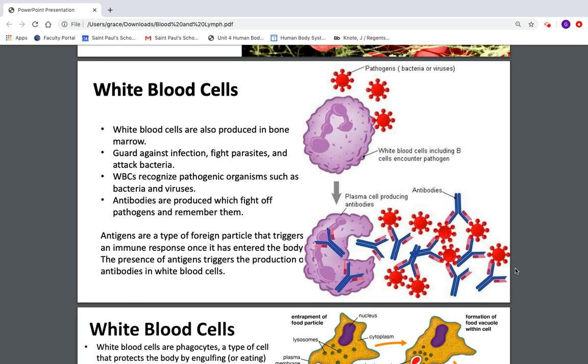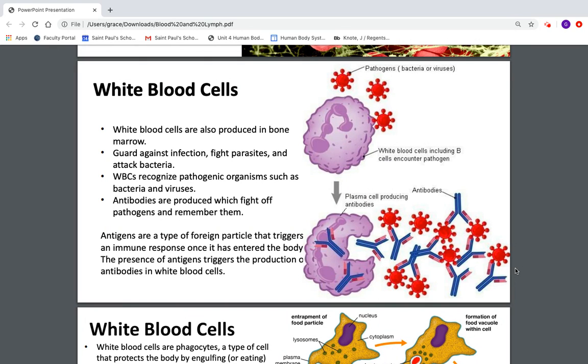And so white blood cells produce antibodies. Antibodies fight off a pathogen. And then once an antibody is made, our white blood cells now know how to make that antibody. So if that pathogen ever wants to come back and invade our bodies again, our immune system already has a memory of that pathogen and can send out antibodies to attack and destroy it.